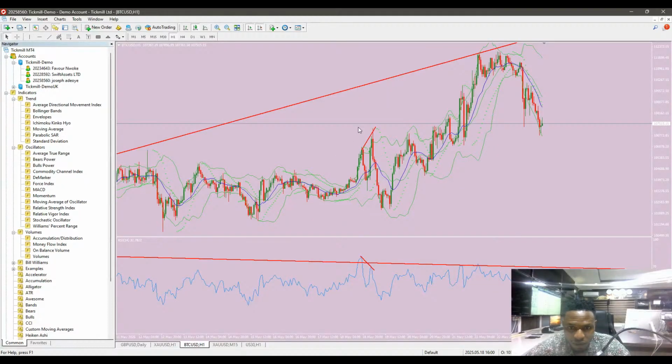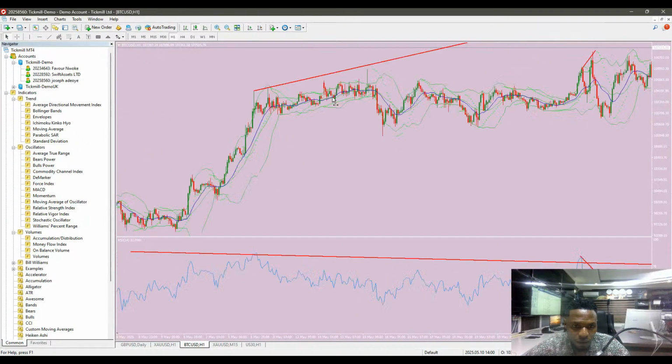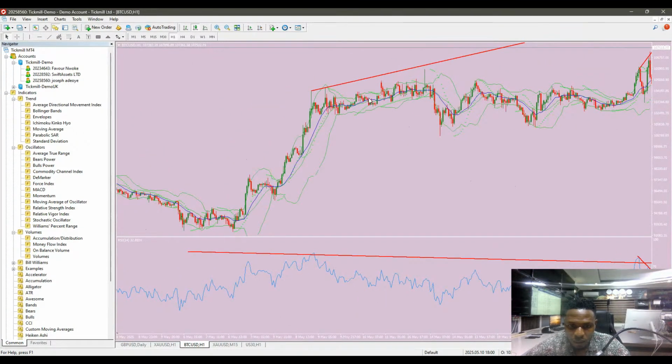This is also divergence. This and this is divergence, and so on and so forth. Let me see if you can still see other ones. You can see divergence here, and here. This is also still divergence here.